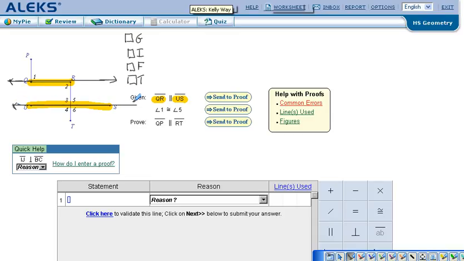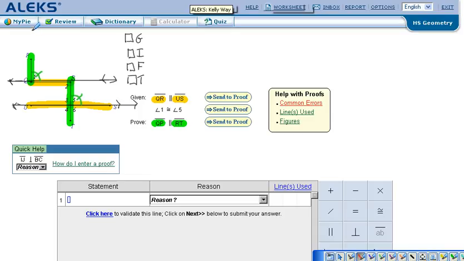Okay, so we are given the fact that these are parallel. Put in the arrow feathers. We're also given the fact that angles 1 and 5 are congruent. And we're trying to prove that QP and RT are parallel. So we're trying to somehow make these parallel.